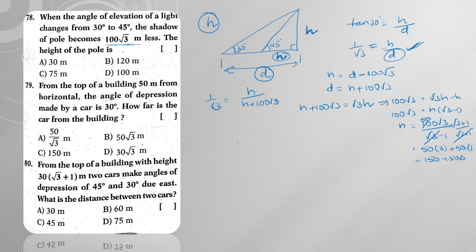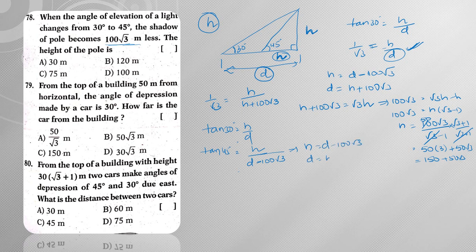Right, the same question, so we can do it otherwise also. See, suppose question number 78. The angle is changing from 30 degrees to 45 degrees. If I consider tan 30 as h by d, then when the angle changes to 45 degrees, height will be constant but the distance is reduced by 100 root 3 meters. That means from this distance I am going to subtract 100 root 3. So h is equal to d minus 100 root 3.